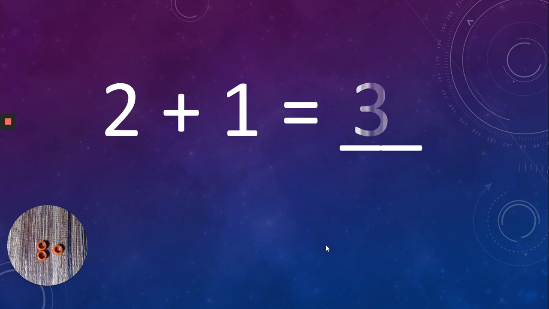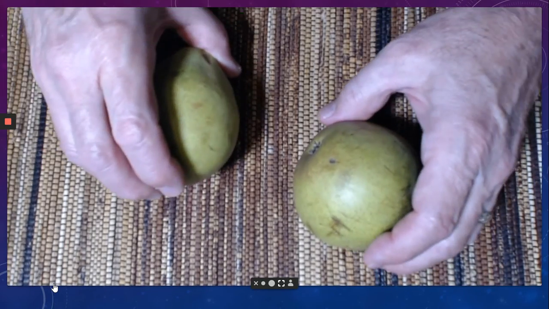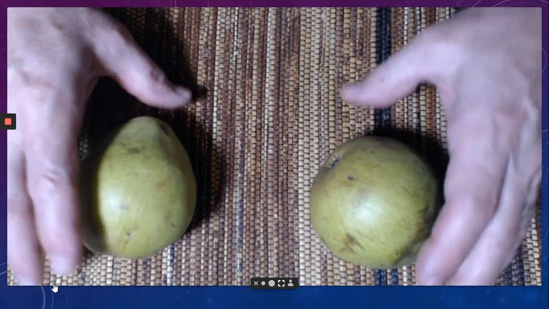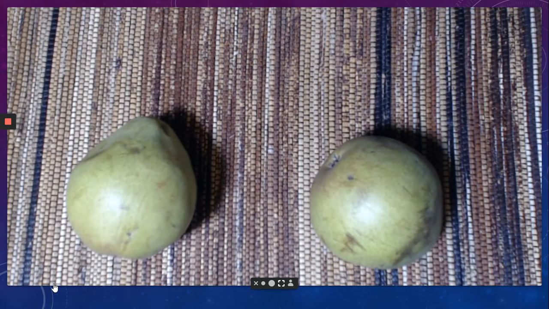Okay. Now, that's caps. Let's see what happens when we try something else. Look. Now I have green pears. I have 1 and I have 2. 2 green pears, just like our formula. What happens when I add another green pear?